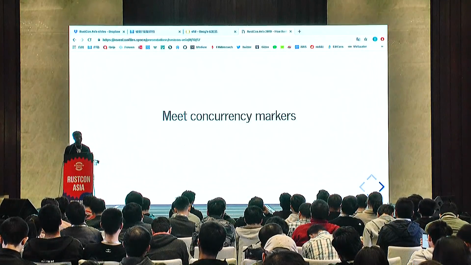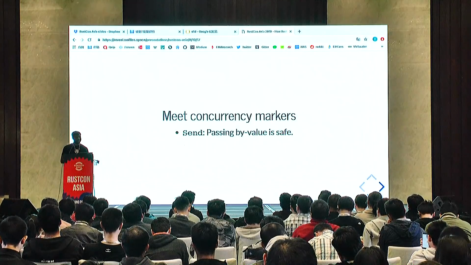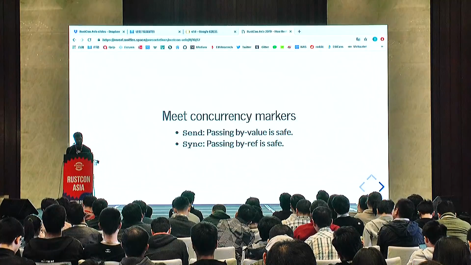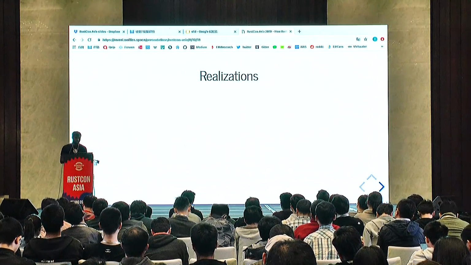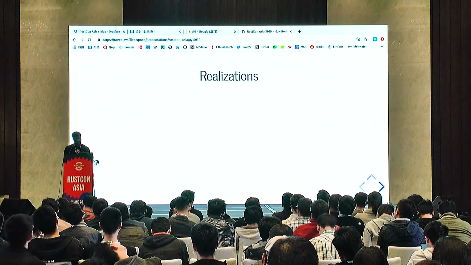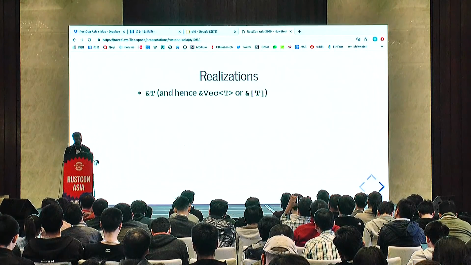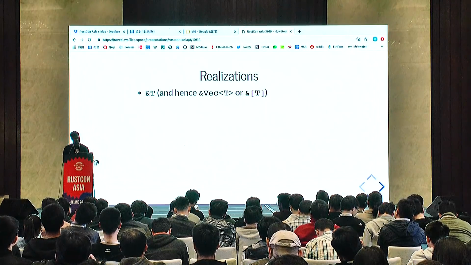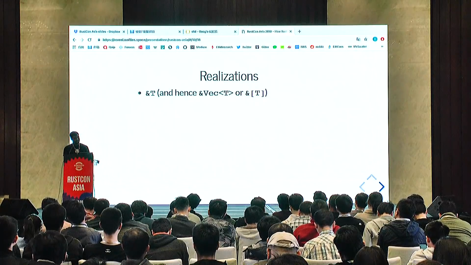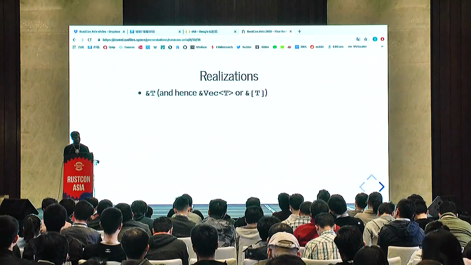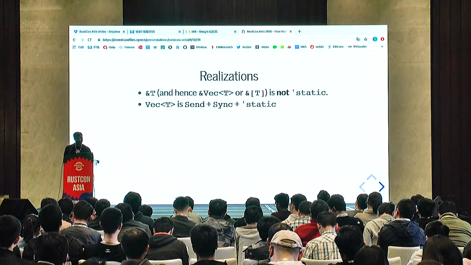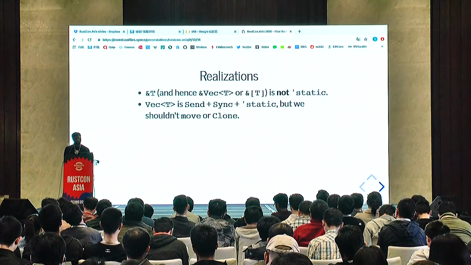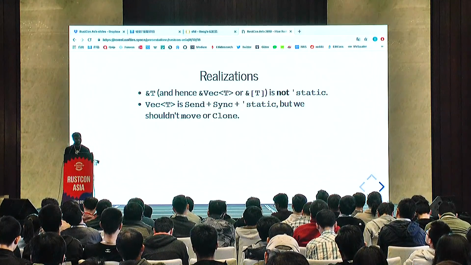So Rust brings you to two elegant solutions to this: the Send and Sync markers. Send says that passing by value is safe, and Sync says that passing by reference is safe. And now there's an endless discovery going on, and I have come up with some realizations. Firstly, we have the normal reference, which applies to a vector or a slice. The problem with this is that references are bound to the scope, so they're not static. We have a vector of some type, and it does implement Send, Sync, and static, but we don't want to clone or move anywhere, so that's not our choice either.